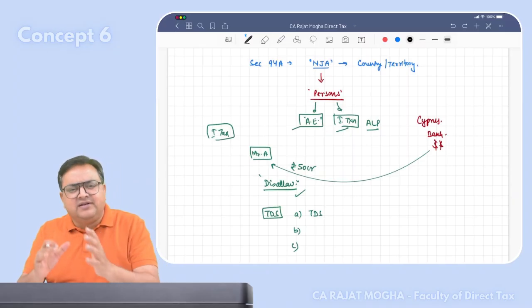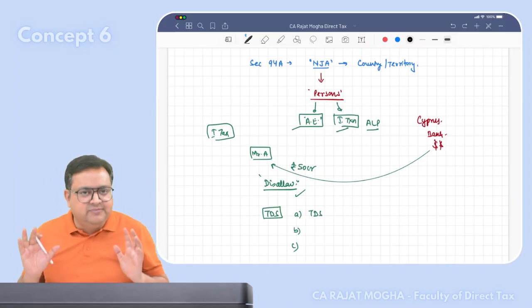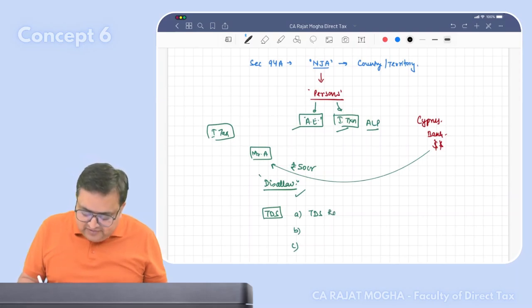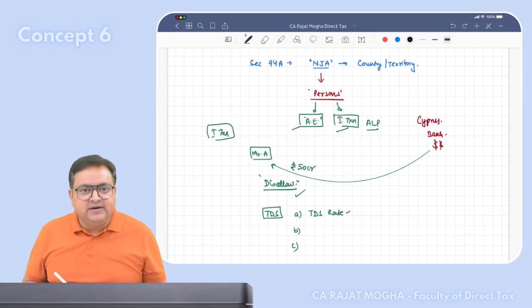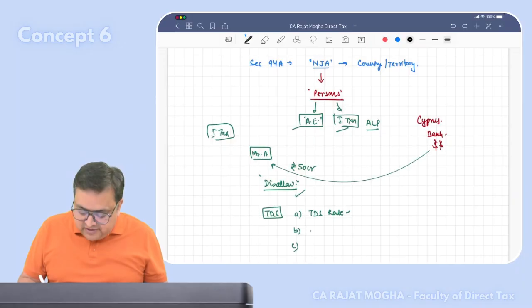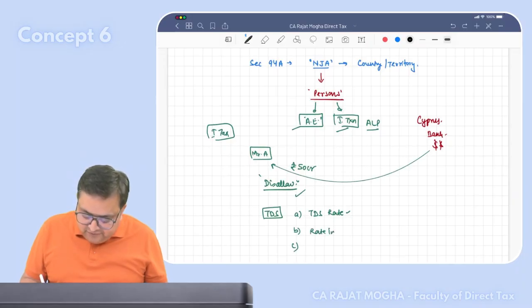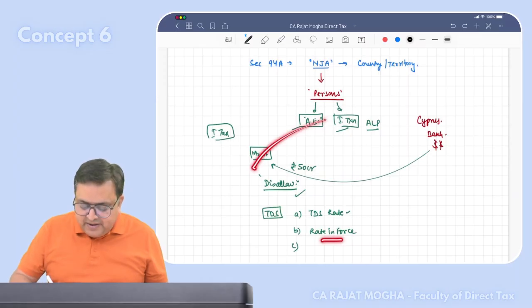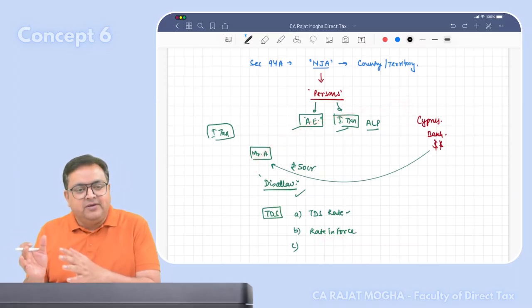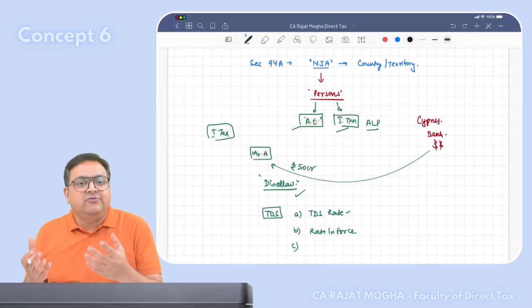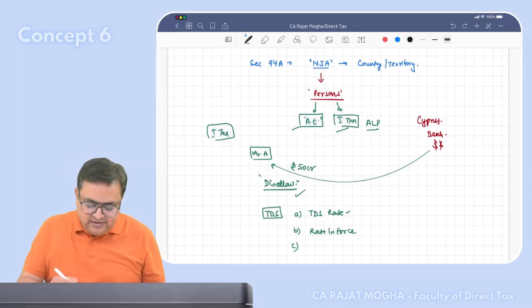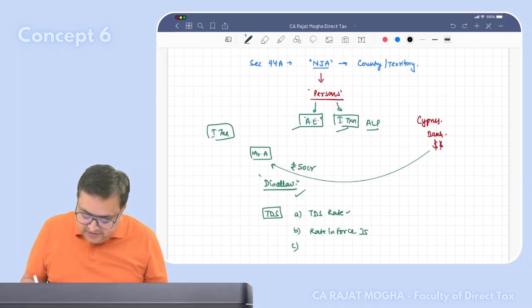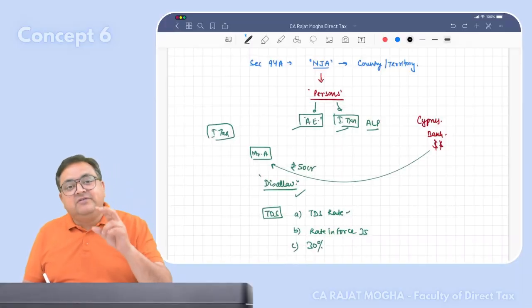For example, it is interest, royalty, etc., where the TDS rate is 10%, let's say. So whatever is the TDS rate, we will apply that, or the rate in force. What is rate in force? Rate in force means, let's say for example, you are paying to someone who is a company. So what would be the rate for that? What is the rate for the foreign company? 35%. So the rate in force 35% or 30%. 30% is the fixed amount, whichever is higher.